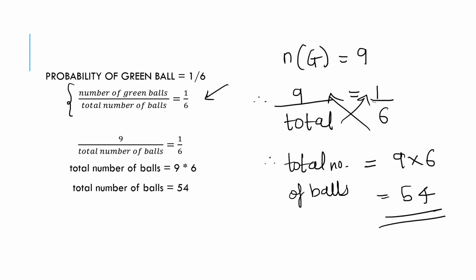I hope this is clear to you all, where we don't have to find the direct probability. There were 3 events and out of them, data was given for two of the events, and from that we calculated the total number of balls, that is, the sample space.